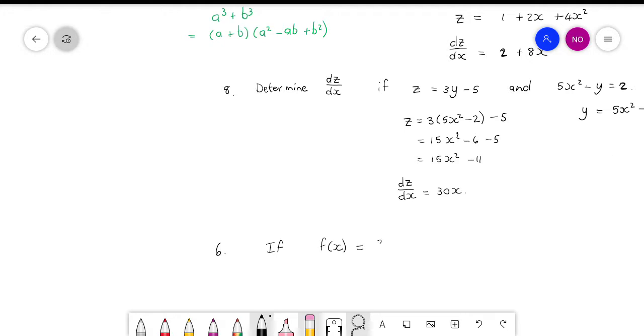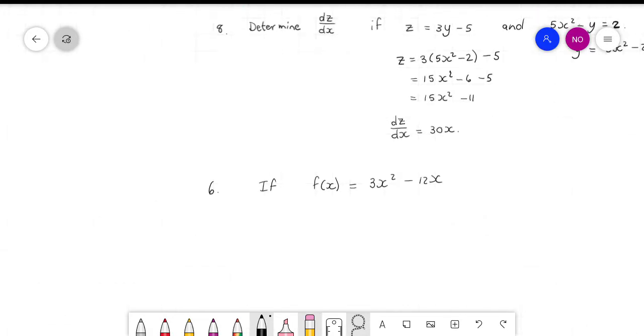If f of x is equal to 3x squared minus 12x, determine the following. So for the first one, they just said f and in brackets 3.